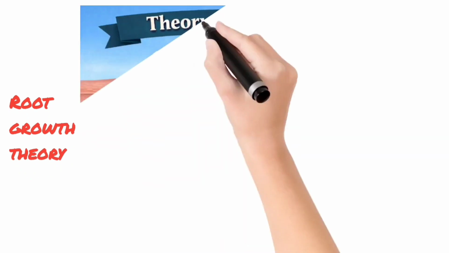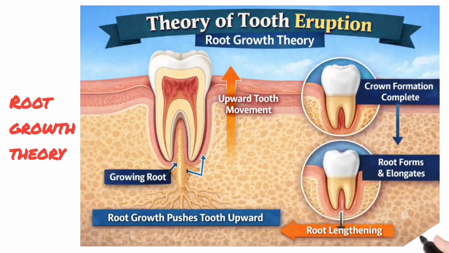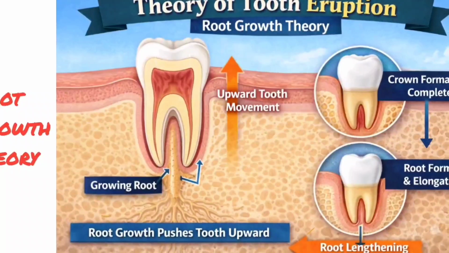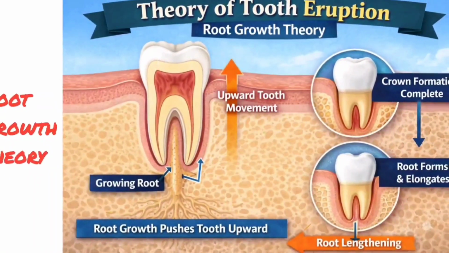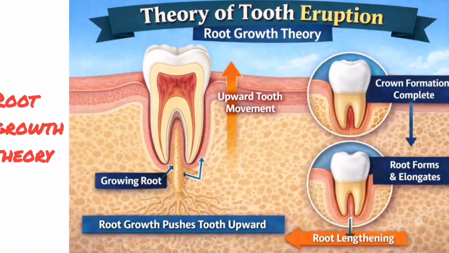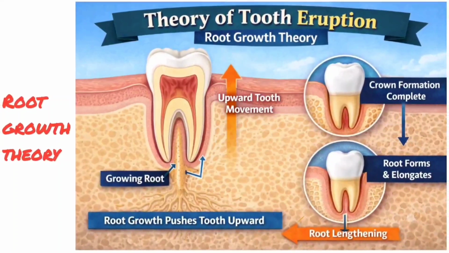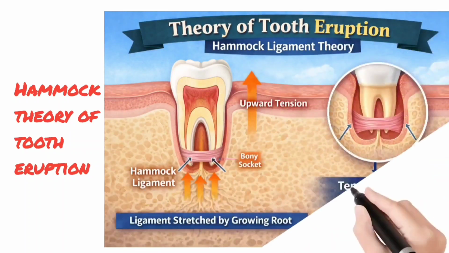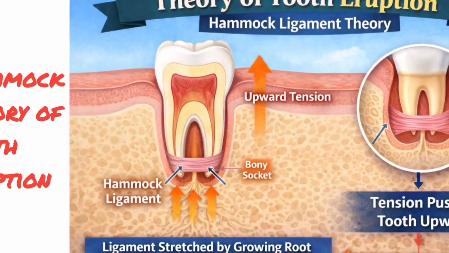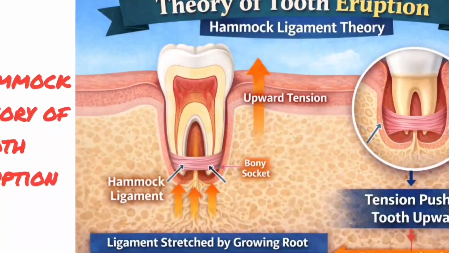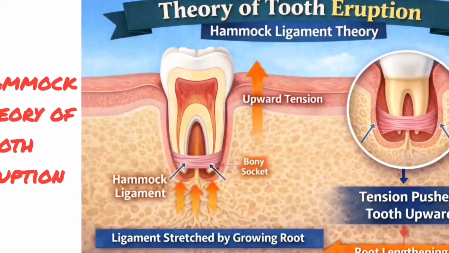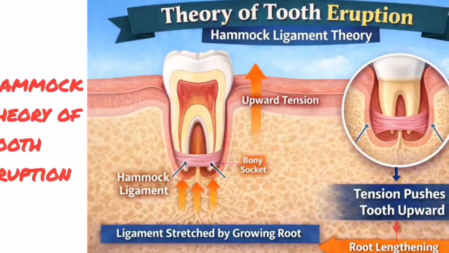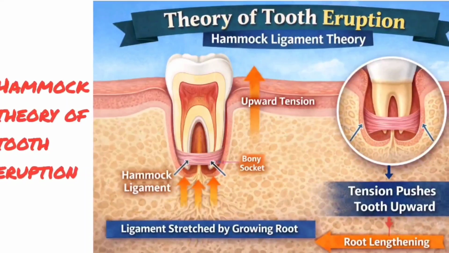Root growth theory states that tooth eruption occurs because the root of the tooth grows in length. As the root develops, it pushes the crown of the tooth upward toward the oral cavity. According to the hammock ligament theory, a ligament located below the developing tooth acts like a hammock. As the root grows, this ligament becomes stretched and tense. The tension created in the ligament pushes the tooth upward, leading to tooth eruption into the oral cavity.